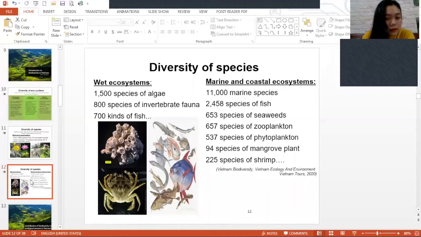The wetland ecosystems also contain around 1,005 species of algae, 100 species of invertebrate fauna, and 700 kinds of fish. The marine and coastal ecosystem contain around 11,000 marine species, 2,004 species of fish, more than 6 species of seaweed, species of zooplankton, more than 500 species of phytoplankton, 90 species of mangrove plants, and more than 200 species of shrimp.